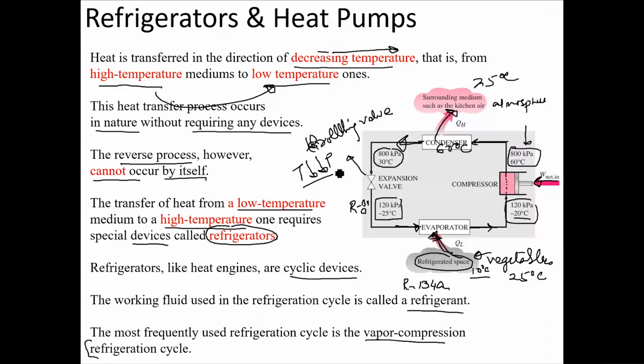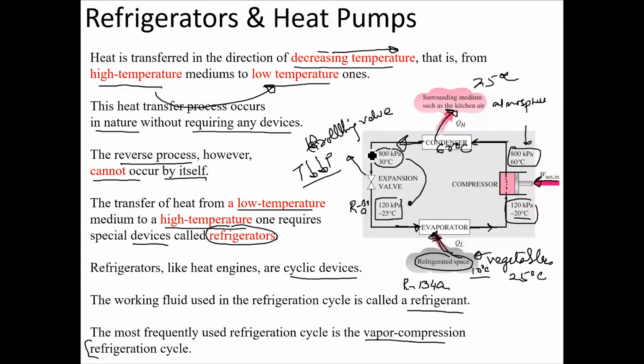If you remember, during the throttling process that we have studied, pressure decreases significantly and so does the temperature. And in such a case, the pressure and temperature both come back to the original condition of 120 kilopascal and minus 25 degrees centigrade. That's how the cycle gets completed.